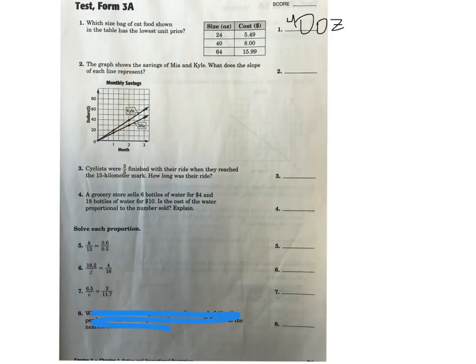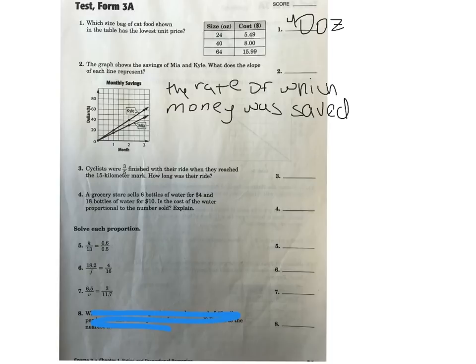Number 2 says, the graph shows the savings of Mia and Kyle. What does the slope of each line represent? The slope represents, for Kyle and Mia, the rate at which money was saved.